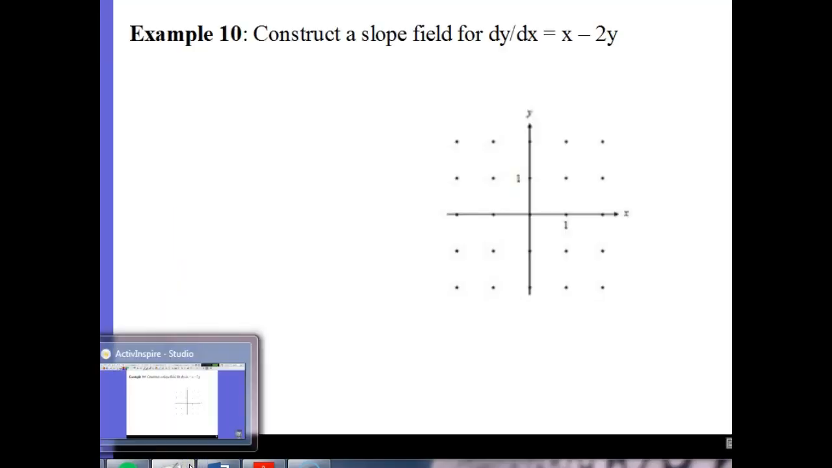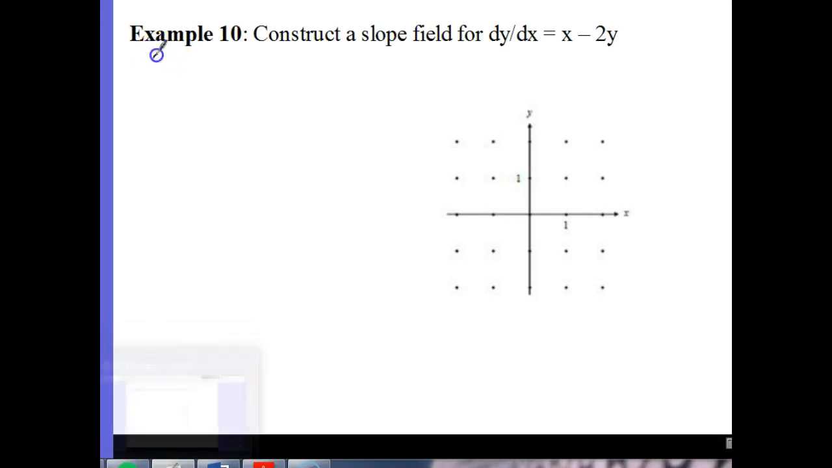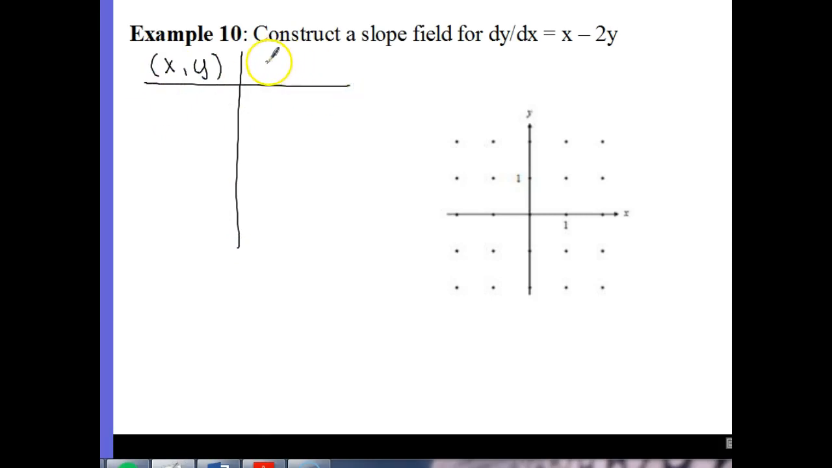Create a slope field for dy/dx equals x minus 2y. So you have a 3 by 3 rectangular field. You pick your points, x, y, and then you pick your slope. So start with 0, 0. At 0, 0, your slope is 0. So that represents a horizontal line. You don't need to plug it in or write it down. The table is to assist you.